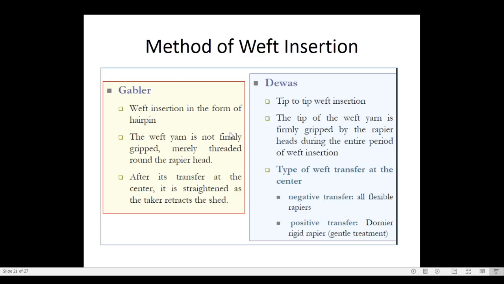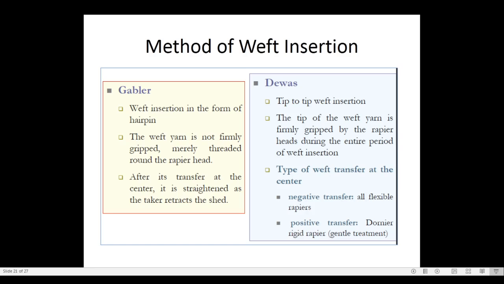So we have seen the classification of rapier weaving machine, that is single rapier, double rapier concept. We have seen classification depending upon the number of rapiers. Next classification we have seen is flexible tape or rigid rapier. So this classification we have seen.